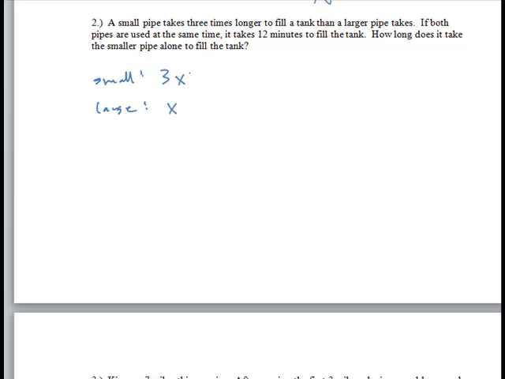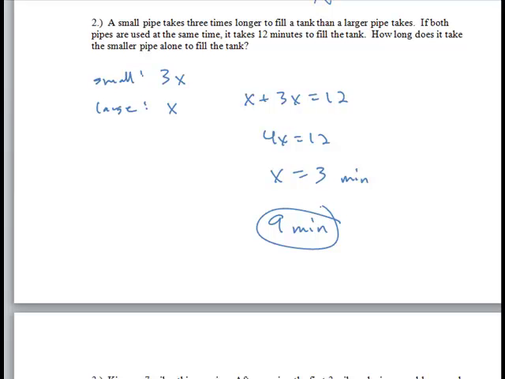So it says if they're used at the same time, x plus 3x, it'll take 12 minutes. So therefore, how long will it take the small pipe alone? So solve for x. x is equal to 3, which is the time it takes for the large pipe, 3 minutes. It's asking for the smaller, so the smaller pipe would take 3 times that, 9 minutes.